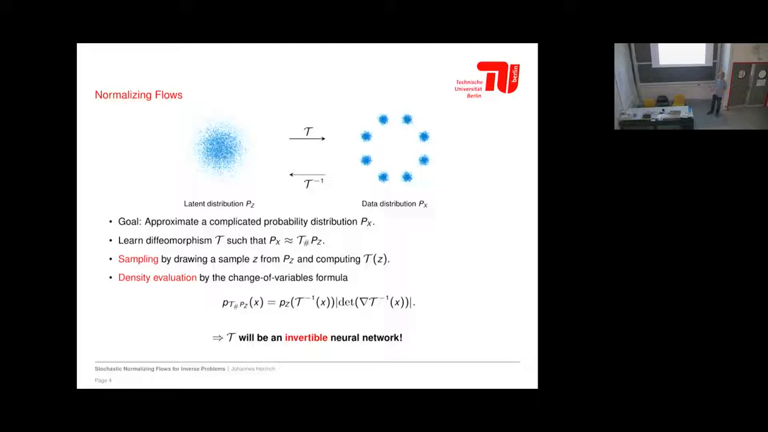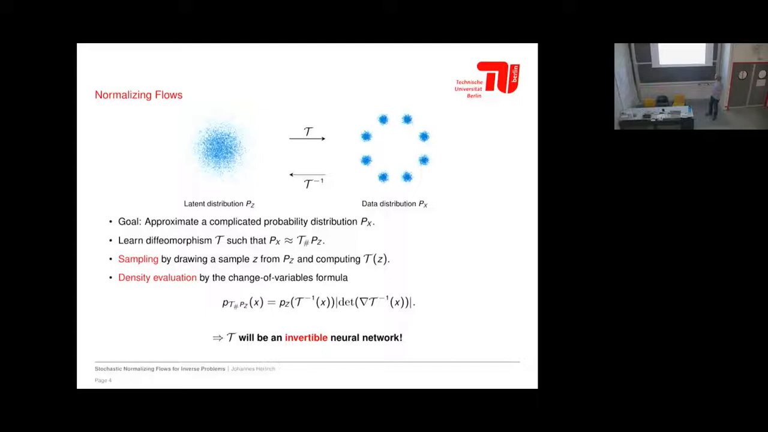Once we have found such a diffeomorphism, we can do two things with it. First, we can sample from our approximation T push-forward P_Z by just generating a sample Z from the latent distribution and putting it into our diffeomorphism. The second thing we can do is evaluate the density of our approximation by the change of variables formula for probability density functions, which is more or less just a transformation formula.